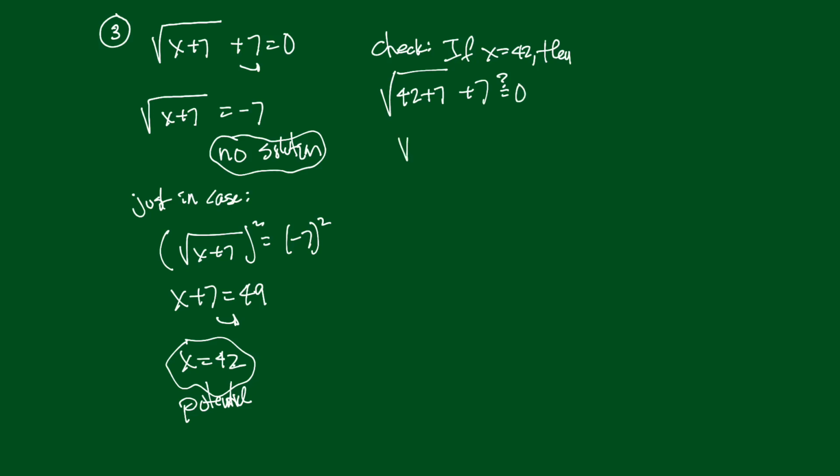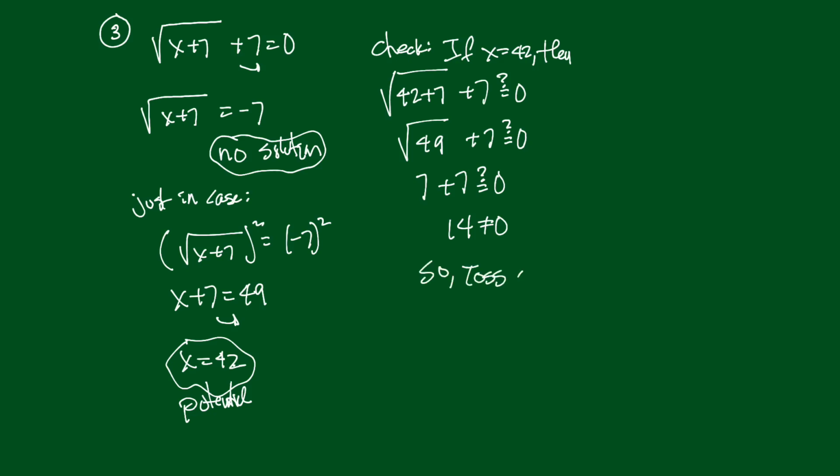Well, 42 plus 7 is 49, plus 7. Is that equal to 0? Square root of 49 is 7, plus 7. Is that equal to 0? Well, 14 is not equal to 0. So we have to toss this out.